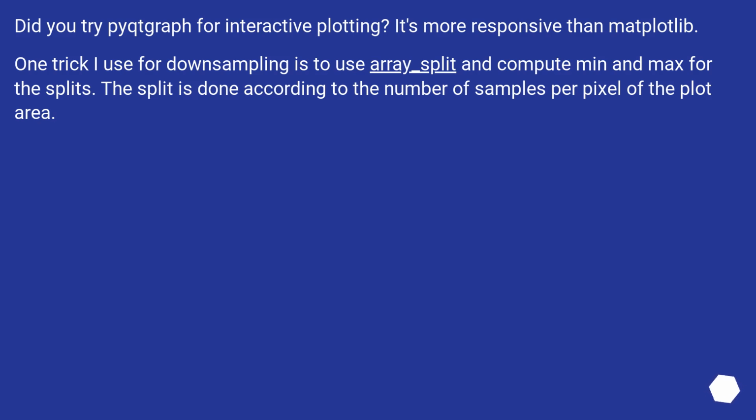Did you try PyQtGraph for interactive plotting? It's more responsive than Matplotlib. One trick I use for downsampling is to use array_split and compute min and max for the splits. The split is done according to the number of samples per pixel of the plot area.